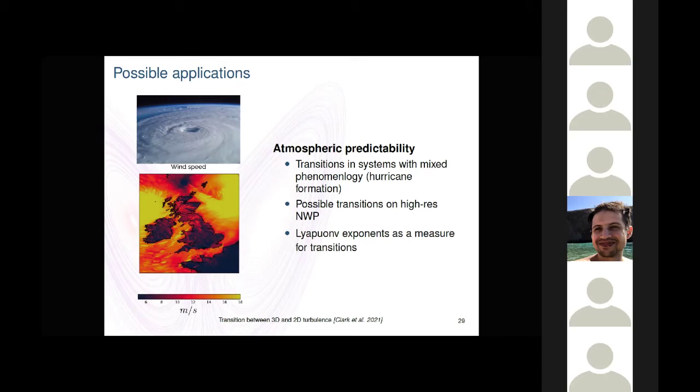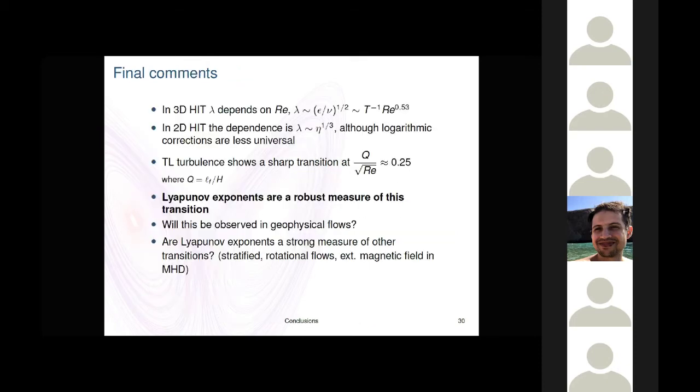And obviously these transitions have been observed in stratified and rotating flows, varying, for instance, the Rossby number. So I think a good direction for the future is to get more realistic situations in our simulations and study this transition in more detail. So yes, these are the final comments.